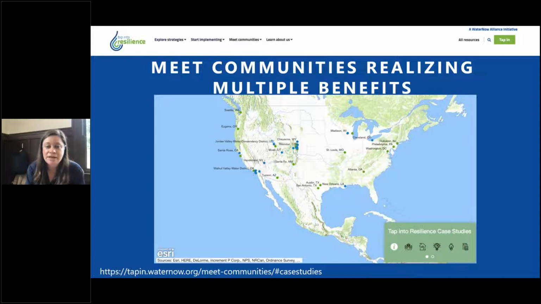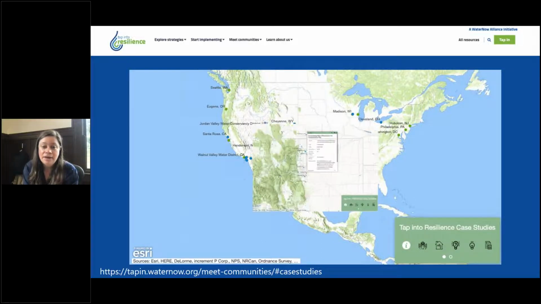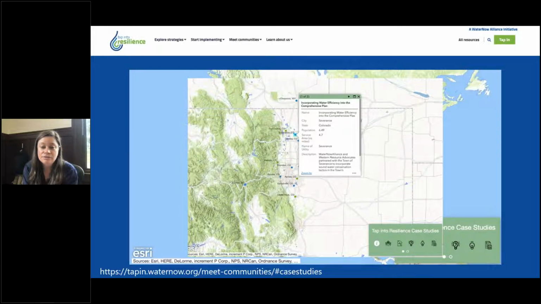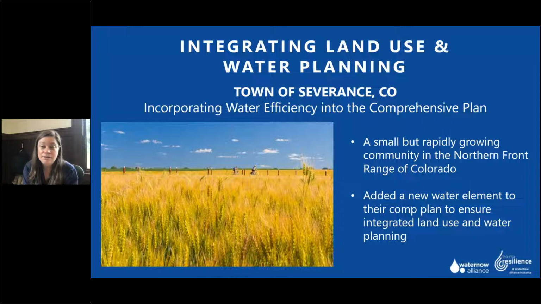So first, on the next slide here, we'll zoom in on Severance, Colorado, which may sound familiar to Kevin, where they're working to integrate water use efficiency measures into their comprehensive planning. So we'll get an overview of Severance here on our next slide. Like many communities in Colorado's Front Range, Severance's population is quickly growing. So this growth and the related development motivated the town to better integrate their land use and water planning.